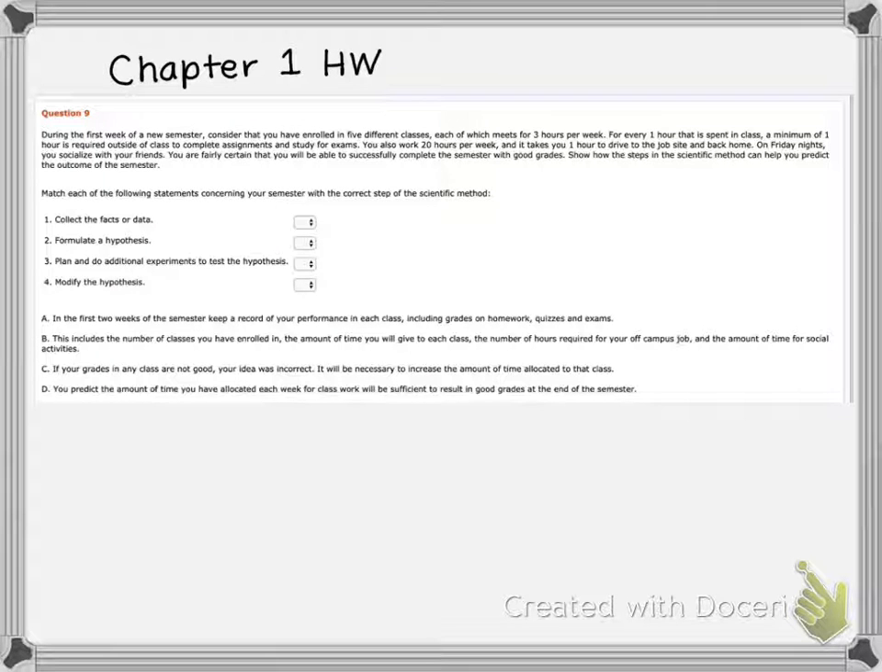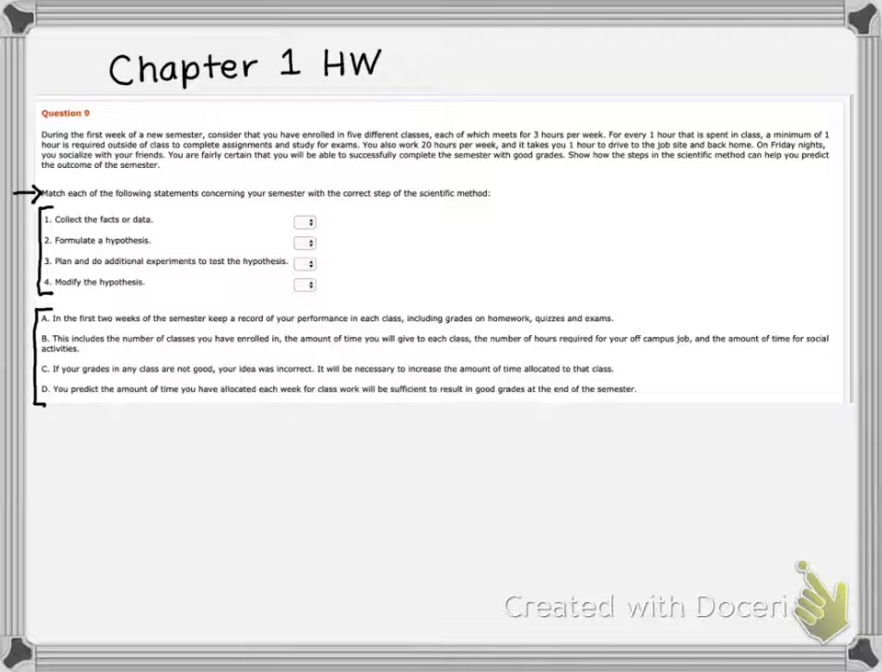And so the assignment, the question, is right here. It says, match each of the following statements concerning the semester with the correct step in the scientific method. So these are the steps of the scientific method, the 1, 2, 3, 4, and these are the statements that we're trying to match to the scientific method. So let's read the statements. The 1, 2, 3, 4 is in order.